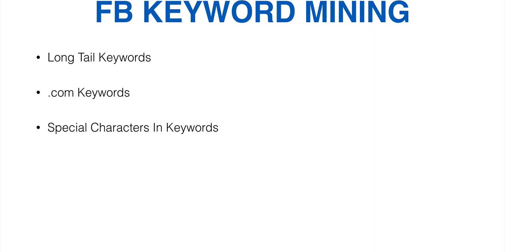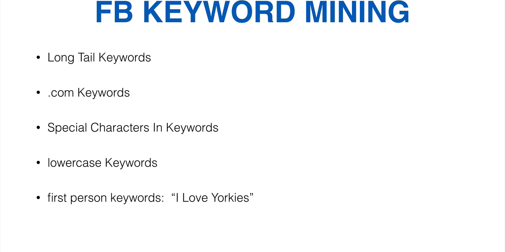Special characters in your keywords, like zigzags and brackets and exclamation points, stuff like that. Keywords that are all lowercase are always very good keywords to have. And then first person keywords like I love Yorkies, I love so-and-so, anything in first person, it typically is a good keyword. And then other brands and businesses or websites as keywords.